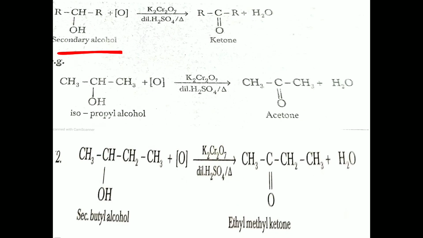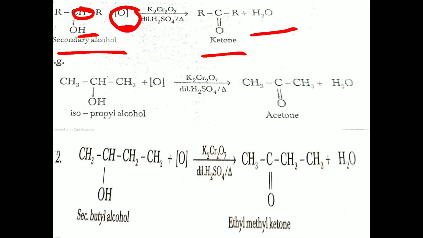Now for the secondary alcohol. A secondary alcohol is represented by the general formula RCHR, and on this CH there is an OH. Again we use the oxidizing agent, K2Cr2O7 and dilute H2SO4. This O reacts with the H, one hydrogen from this carbon and a second from this, and there is formation of the byproduct H2O, and we get the ketone, R-C=O-R, the general formula.